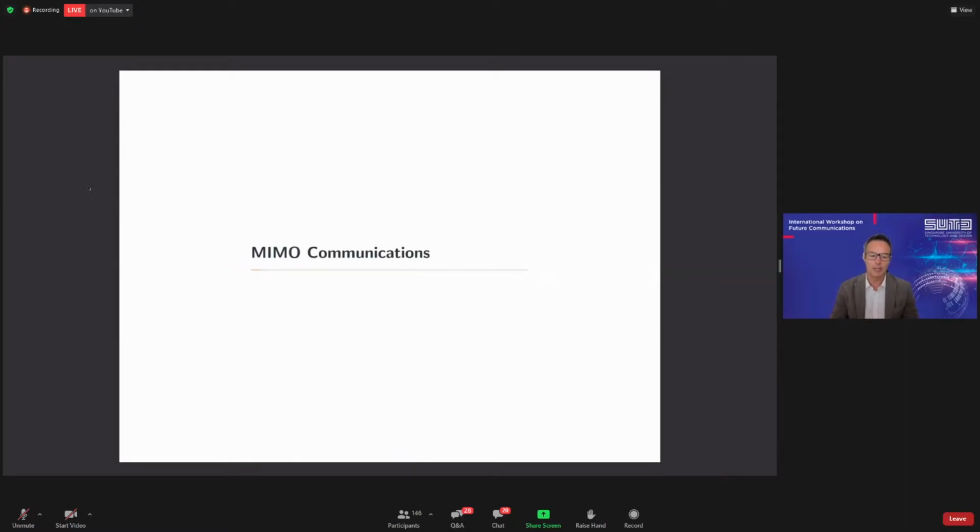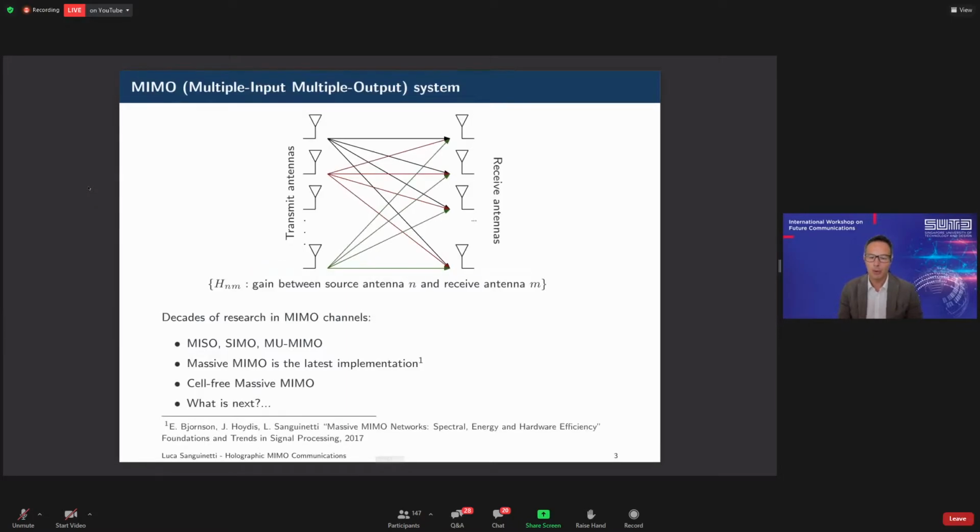Okay, for those of you that are not familiar with MIMO communications, let me quickly introduce you the concept. I mean, MIMO communications stand for a system with multiple transmit antennas and multiple receive antennas. And the coupling between the multiple transmit antennas and the multiple receive antennas is taken into account by complex coefficients, which I call here H_mn. They represent the channel gain between the source antenna n and the receive antenna m.